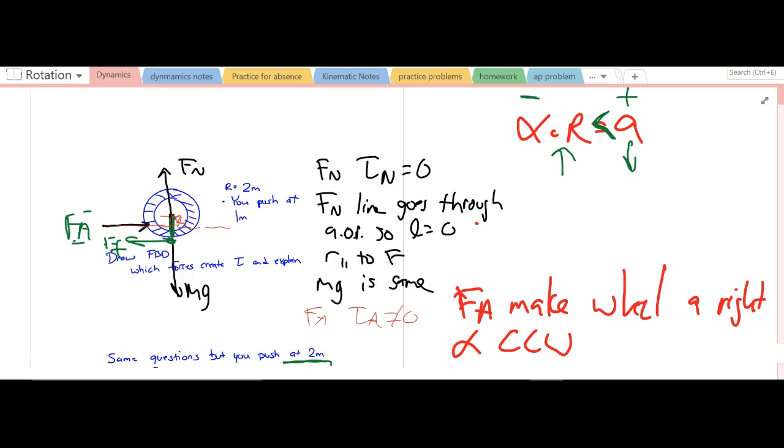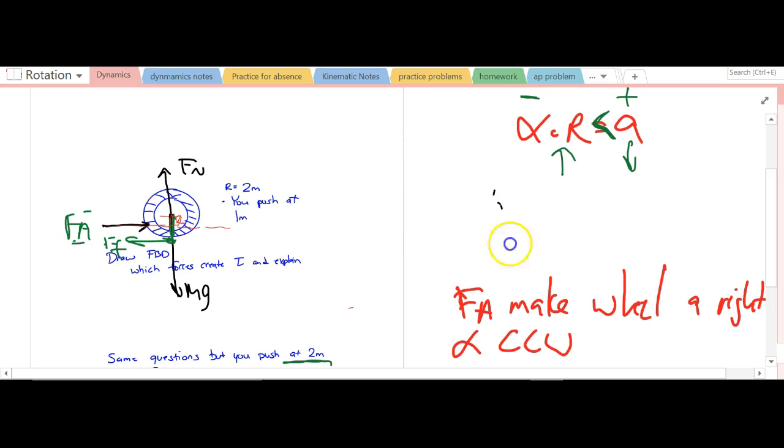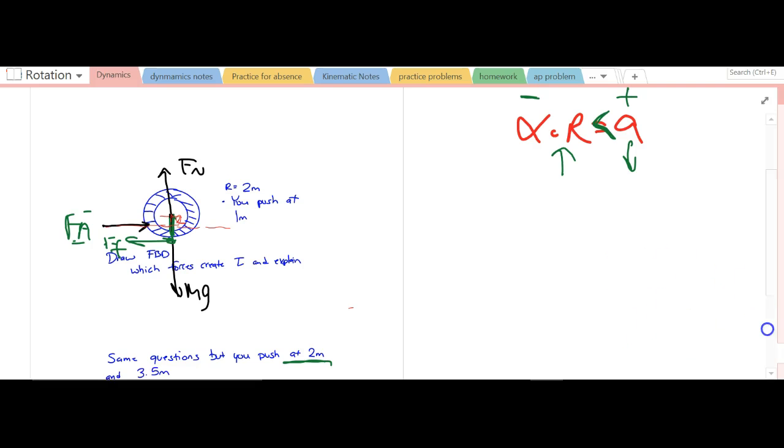If you push at 2 meters. Maybe pause it as I'm erasing these and test it out for yourself. Do the exact same thing and see what you could come up with. Then I'm going to go over it. So now, let's draw our forces back in here.